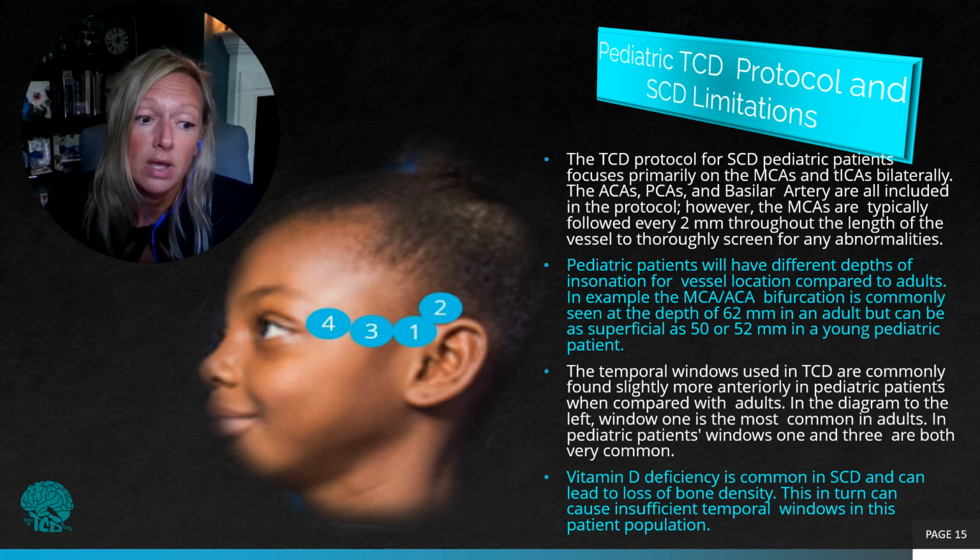There is one limitation that is unique to this patient population, and that is vitamin D deficiency. It can lead to loss of bone density in this specific patient population, in turn causing some limitations when trying to insonate through the temporal windows. Just some things to be aware of when scanning your pediatric patient versus an adult patient and in sickle cell disease.